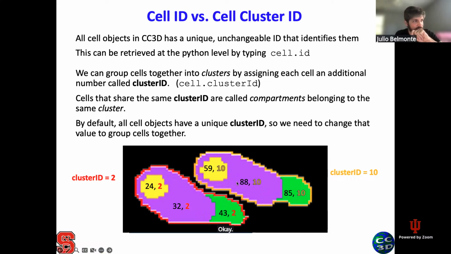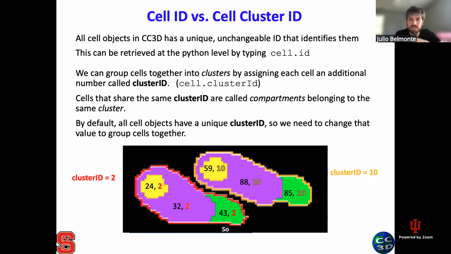And all the cells here have IDs 59, 88, 85, which are unique. But in addition to that, they have a cluster ID 10. So this lamellipodium, cytoplasm, and nucleus know that they belong to this cluster of cells and not to this other cluster of cells.